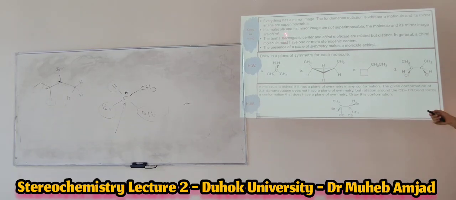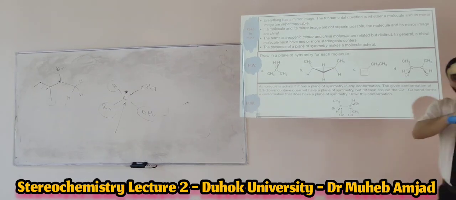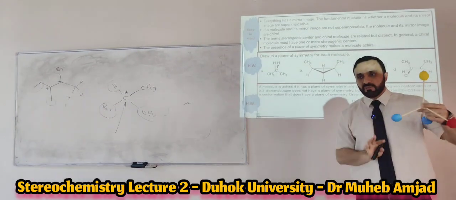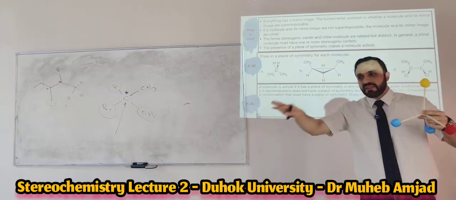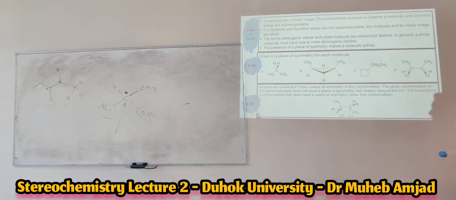Second, if a molecule and its mirror image are not superimposable, what will it be? Chiral. Both of them will be chiral molecules. The molecule and the mirror image will be chiral molecules, and the mirror image also will be a chiral molecule.